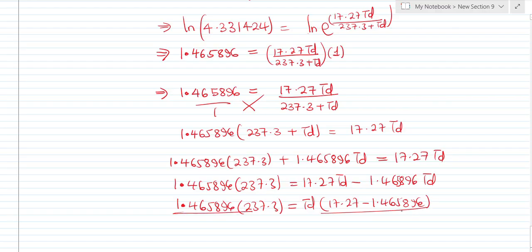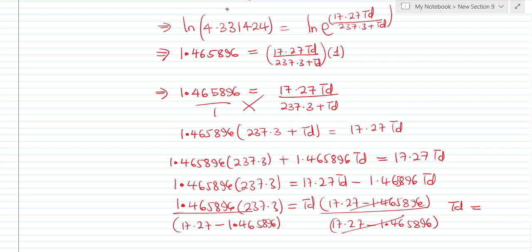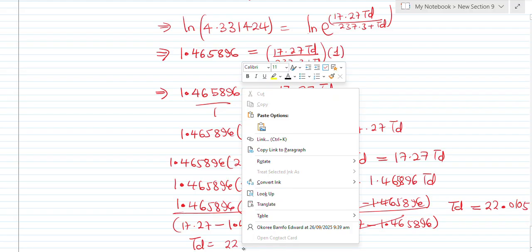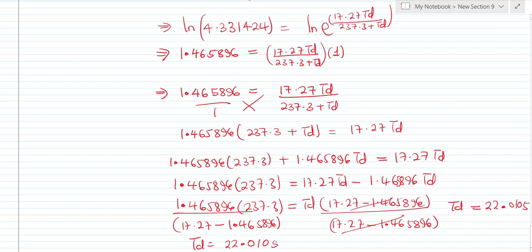So I will divide both sides by 17.27 minus 1.465896, so this will cancel this. So we are going to get TD to be equal to this. Let's see what we get. Per computation, you're going to get TD to be equal to 22.0105. So I can see that TD is 22.0105 degrees Celsius, which is approximately 22 degrees Celsius.